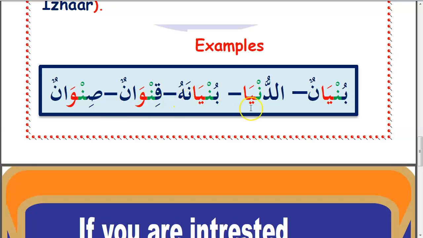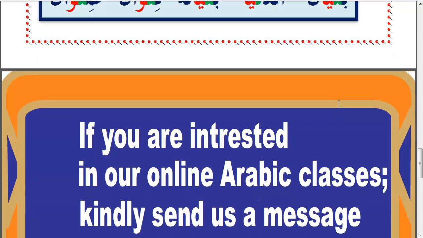So, if you may ask me, what is the rule of this Nun Sakina? I'll tell you. The rule of Nun Sakina here is Izhaarun Mutlaq, not idgham, because Nun Sakina and a letter of idgham are found in a single word. So once they are found in a single word, you apply the rule of Izhaarun Mutlaq, which means read your Nun Sakina without deep gunna. I hope you understand.